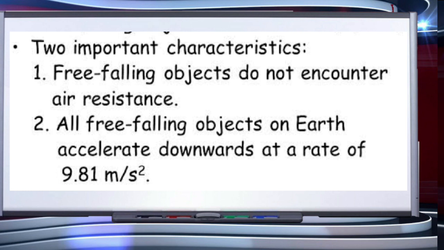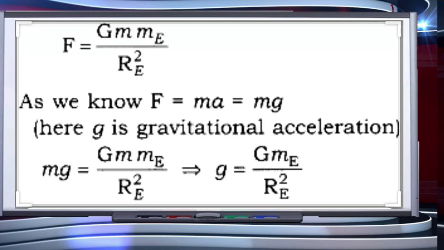Acceleration due to gravity is denoted by the symbol g, that is, small g. The unit of acceleration due to gravity g is the same as that of acceleration. So, the SI unit of g is meter per second square.